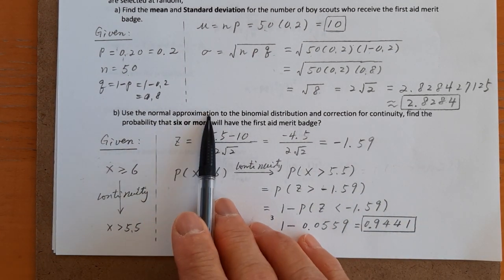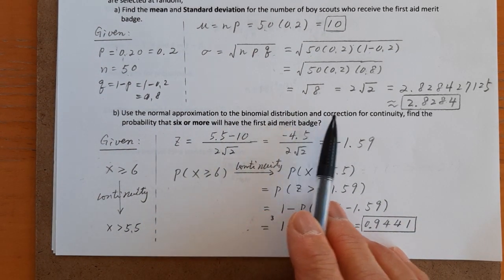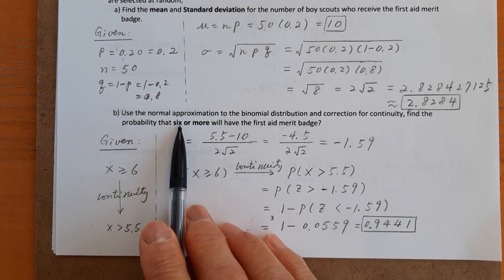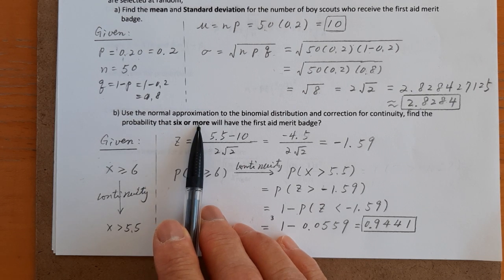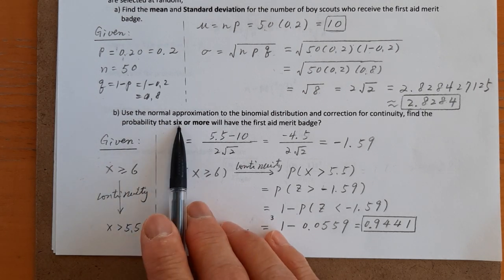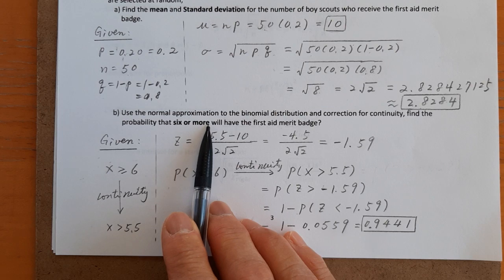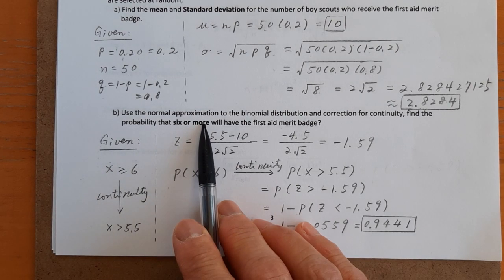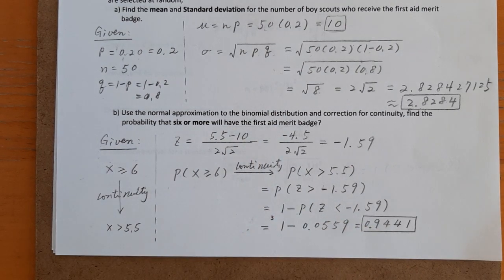B. Use the normal approximation to the binomial distribution and the correction for continuity. Find the probability that 6 or more will have the first aid merit badge. So we are looking for the probability of x greater than or equal to 6.